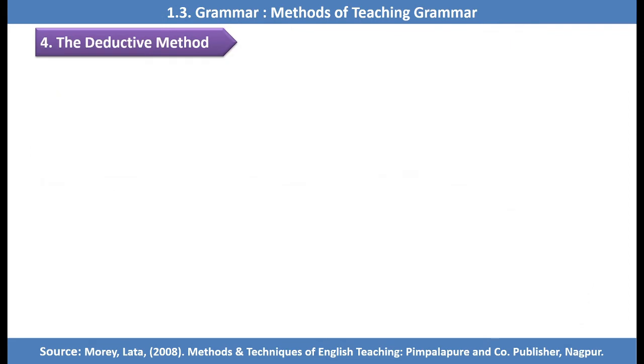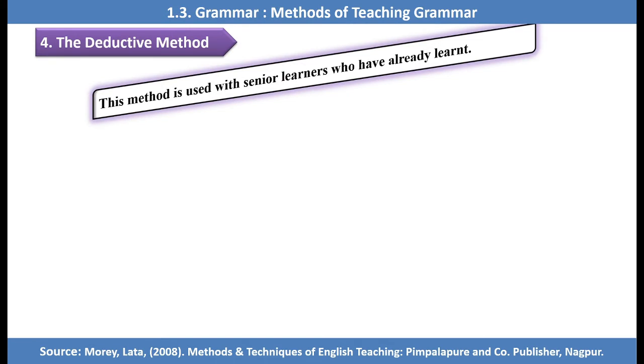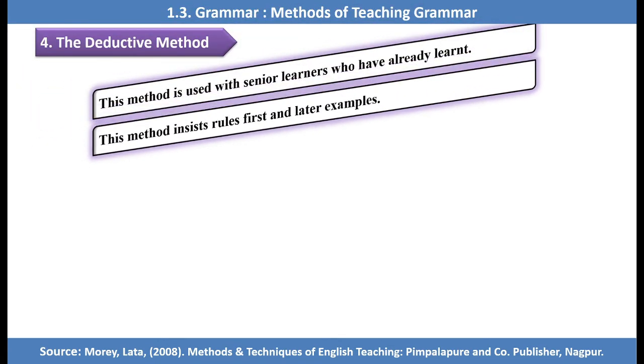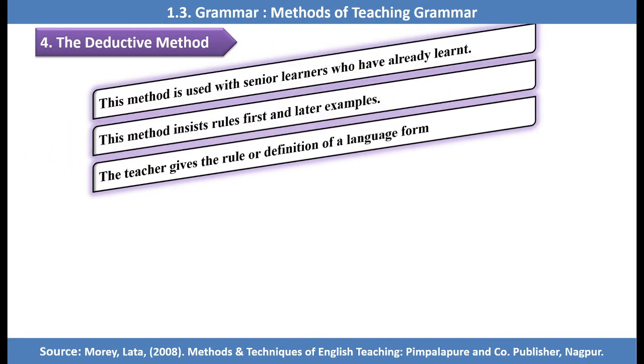The next method is the deductive method. We have seen some examples in the last video. This method is used with senior learners who have already learned the language a little. This method insists on rules first and later examples. It means that first the rules are explained, then afterwards the examples are given. A lot of examples are given to understand that rule.